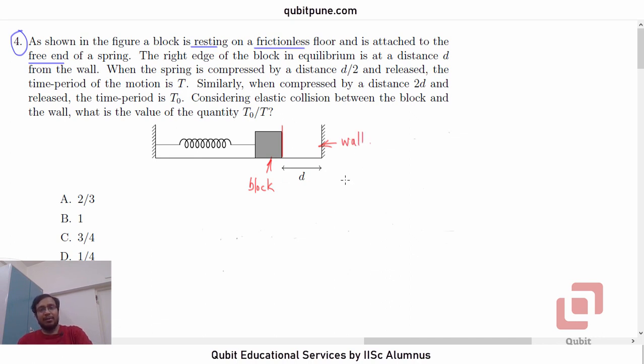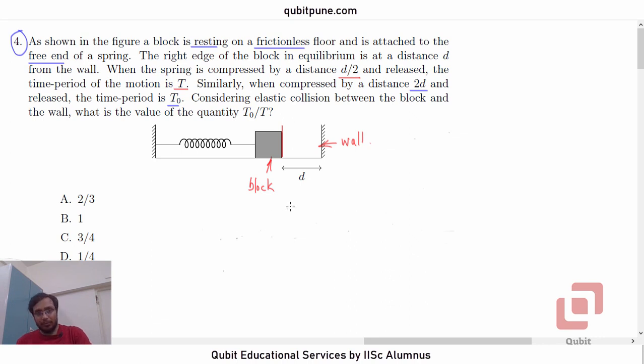When the spring is compressed by a distance d by 2 and released, the time period of motion is t. Similarly, when compressed by a distance 2d and released, the time period is t0. Considering elastic collision between the block and the wall, what is the value of the quantity t0 by t? 2 by 3, 1, 3 by 4 and 1 upon 4.